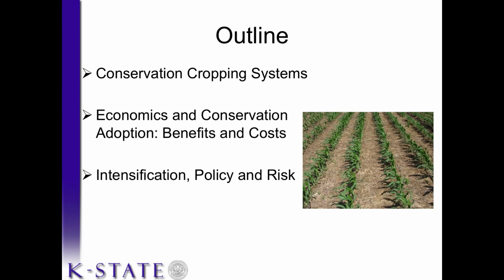And so kind of as a basic outline, I'll introduce what I consider conservation cropping systems, or kind of an overview, talk about the economics of conservation adoption, looking at benefits and costs, and then touch on intensification, policy, and risk. Okay? So this is to give you guys an overview and a look at some of the issues from the economic perspective or the socioeconomic perspective.